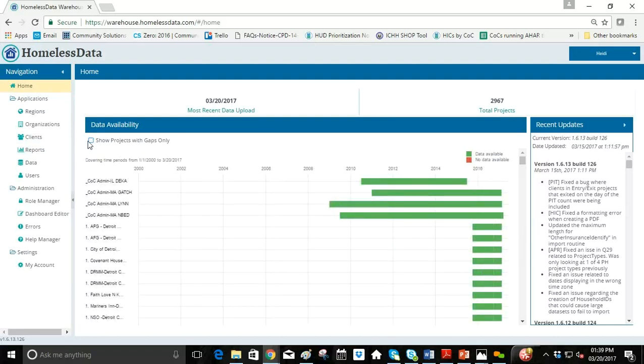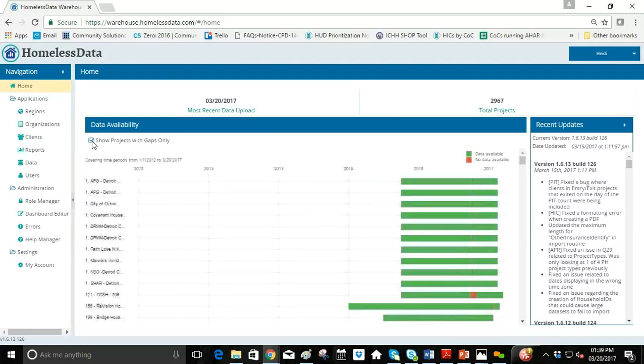Some of you, when I click Show Projects with Gaps Only, might ask why there are no red lines. Well, in actuality, they're just so small, and this is a point to bring up when you're doing a data refresh. In this case, what Heidi's hovering over is data from a project in Detroit that ends on September 30, 2016, and then the next data cut starts on October 1, 2016. So there is, in actuality, a one-day data gap.